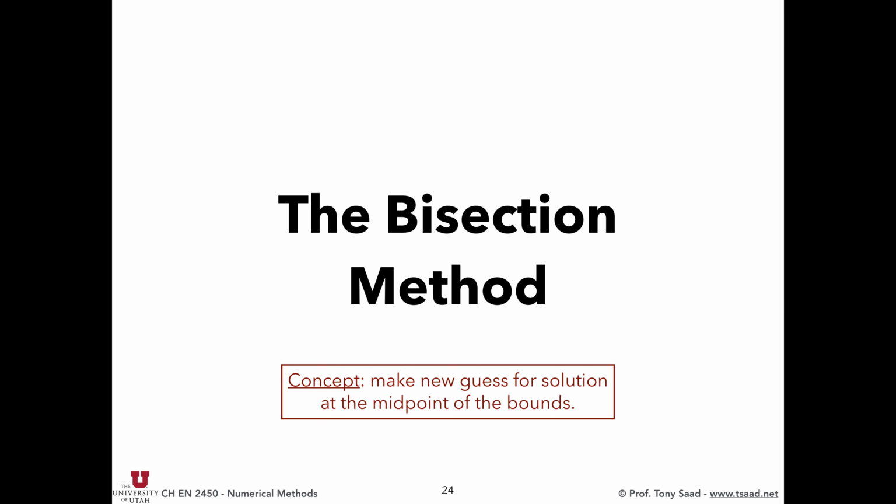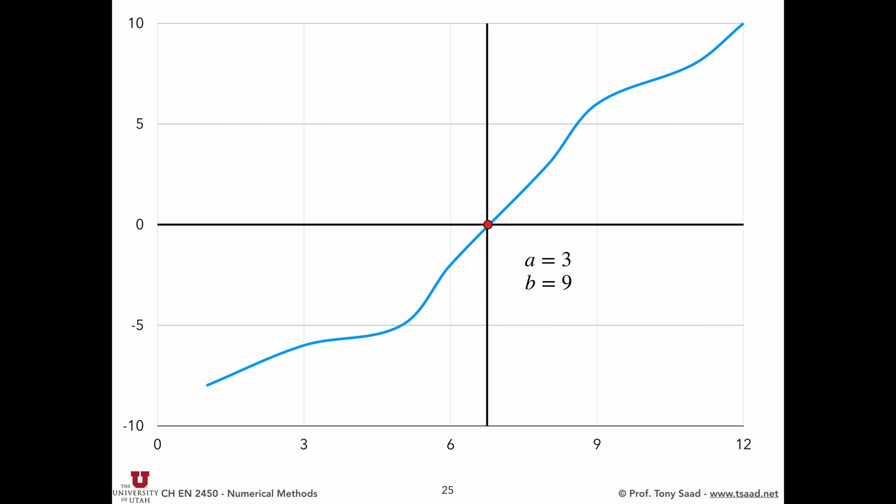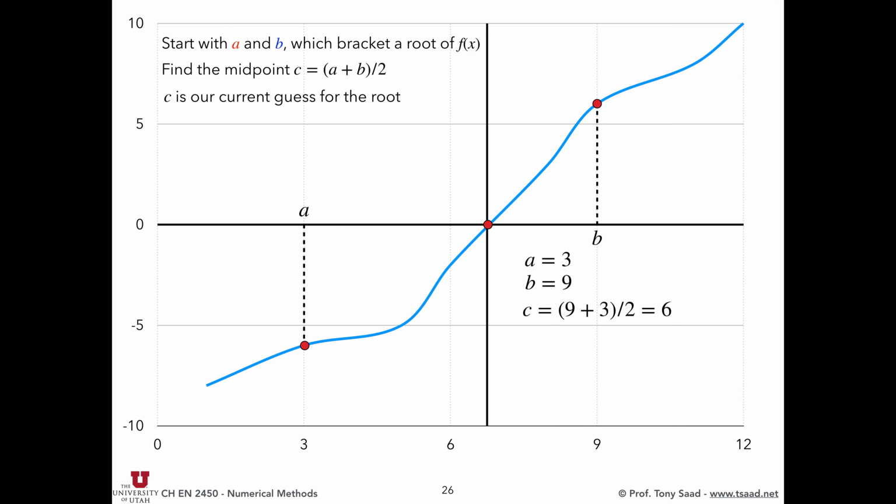Okay, so let's start with a graphical example. Take this function, this curve shown here in blue. Let's start with a and b that bracket the root of f of x. In this case, this root is around 6.75, like we've seen here earlier. So we're going to pick a and b such that they bracket the root. Now, the next step is to find the midpoint between a and b, and that's given by c equals (a plus b) over 2. And visually, c is located over here.